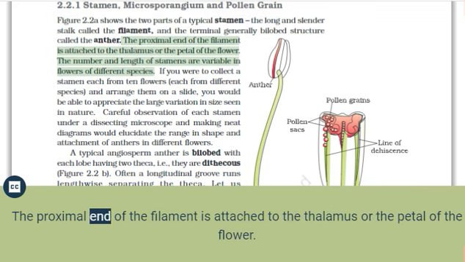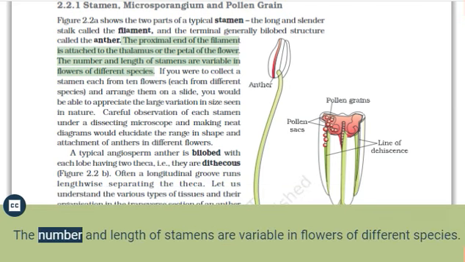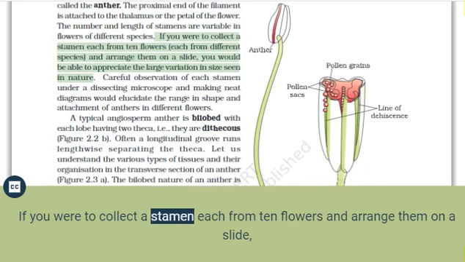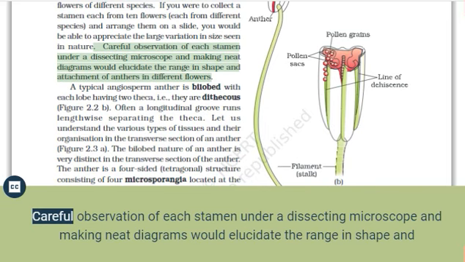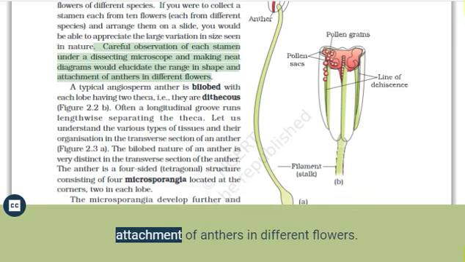The proximal end of the filament is attached to the thalamus or the petal of the flower. The number and length of stamens are variable in flowers of different species. If you were to collect a stamen each from 10 flowers and arrange them on a slide, you would be able to appreciate the large variation in size seen in nature. Careful observation of each stamen under a dissecting microscope and making neat diagrams would elucidate the range in shape and attachment of anthers in different flowers.